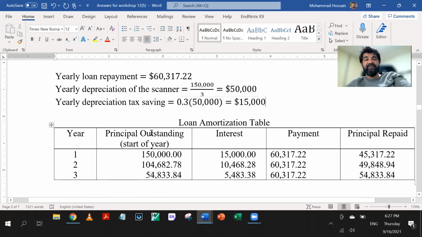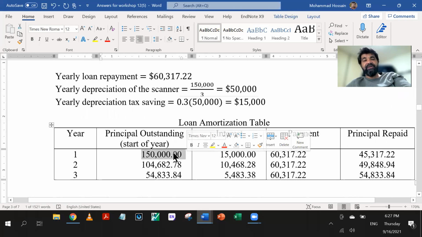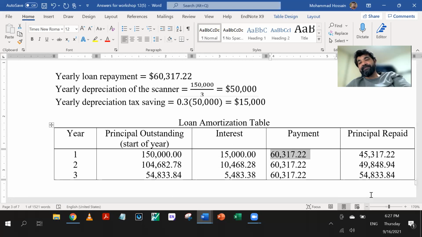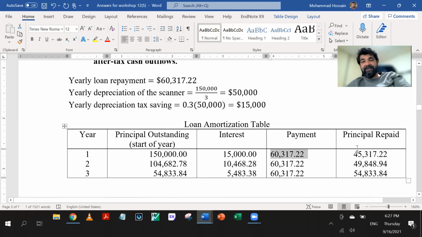So in the first year, how much will be your principal outstanding? $150,000. In the amortization table, how much are they going to pay every year? The payment will be 60,000. Out of 60,000, interest will be subtracted first. 10% interest subtracted. How much is left over? 45,000. That will be reduced from the principal amount. Then again, you have to calculate how much principal is left. 150 minus 45.